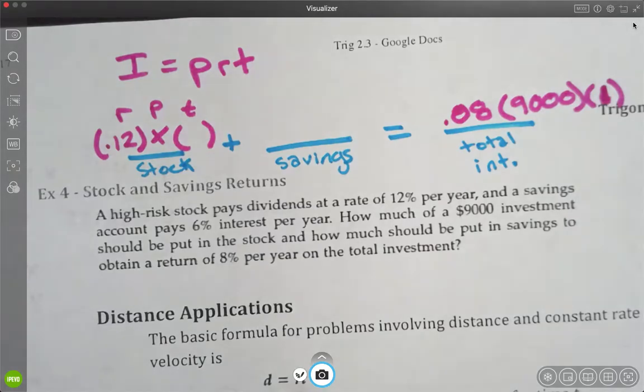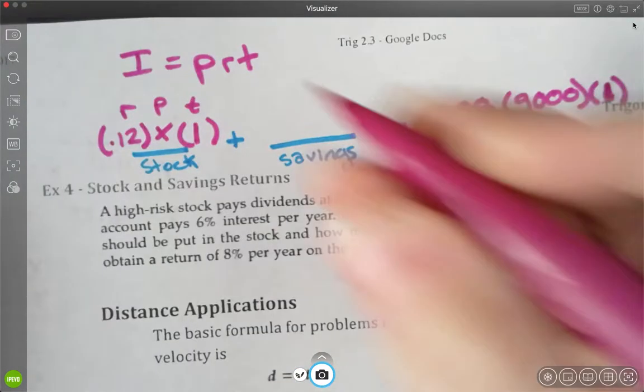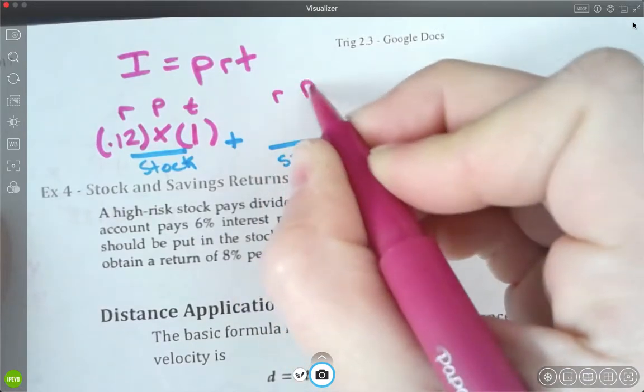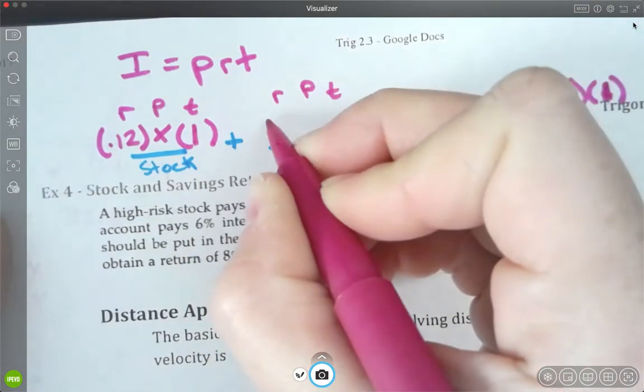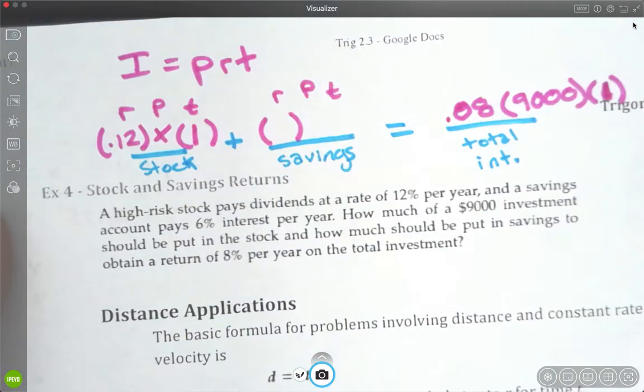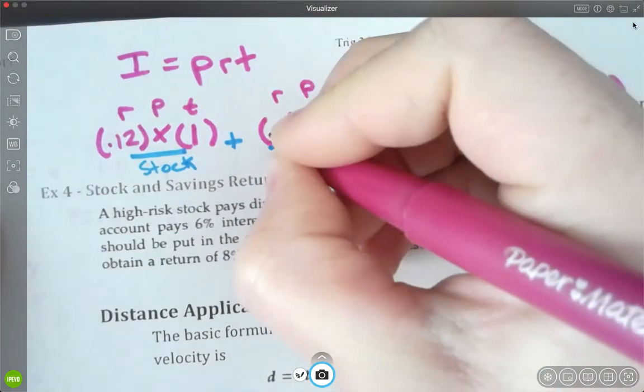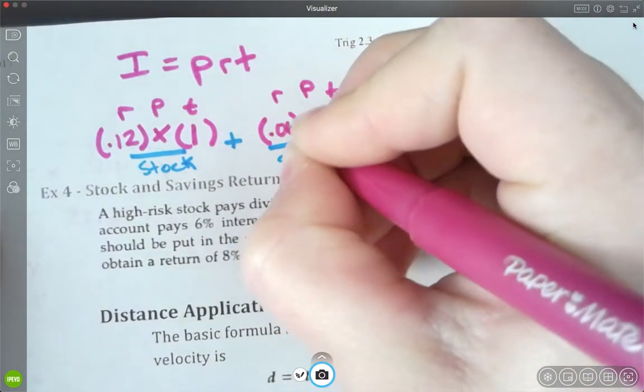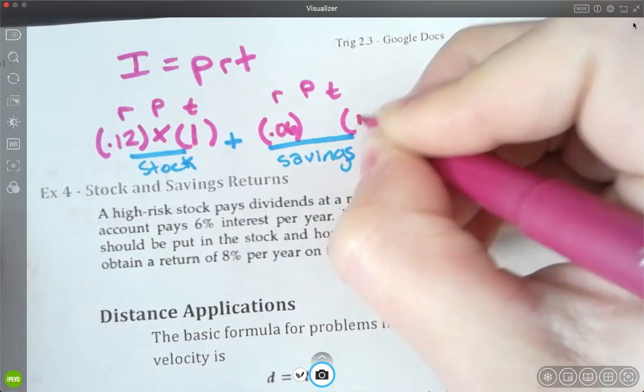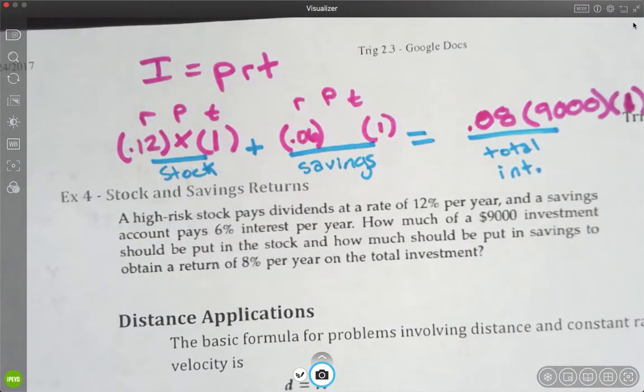And then savings is the same thing: rate times principal times time, or principal rate time. What's the rate for savings? 0.06. Time is 1. Now, I was putting X number of dollars into stock. How much then am I putting into savings? If I put X number into stock, how much am I putting into savings?